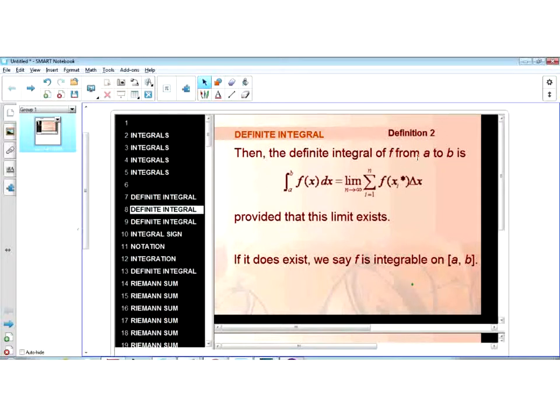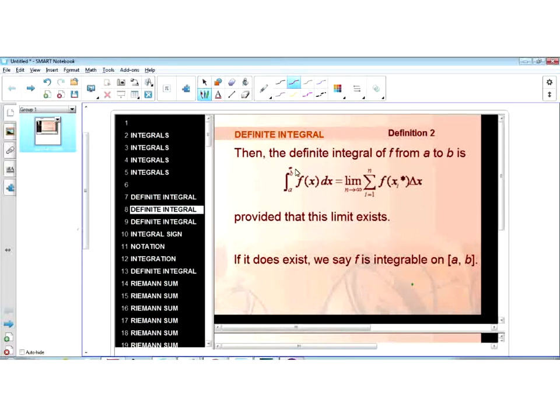Then we define the definite integral of f from a to b using this notation. It turns out it's equal to the limit as n goes to infinity of the sum of the areas of the rectangles, where x sub i star is a sample point. The sample point could be the left endpoint, the right endpoint, or any point in between. Could be the midpoint. Could be a random selection. But provided the limit exists, we have this definite integral. If it does, we say that f is integrable on the closed interval. So this is just a definition.